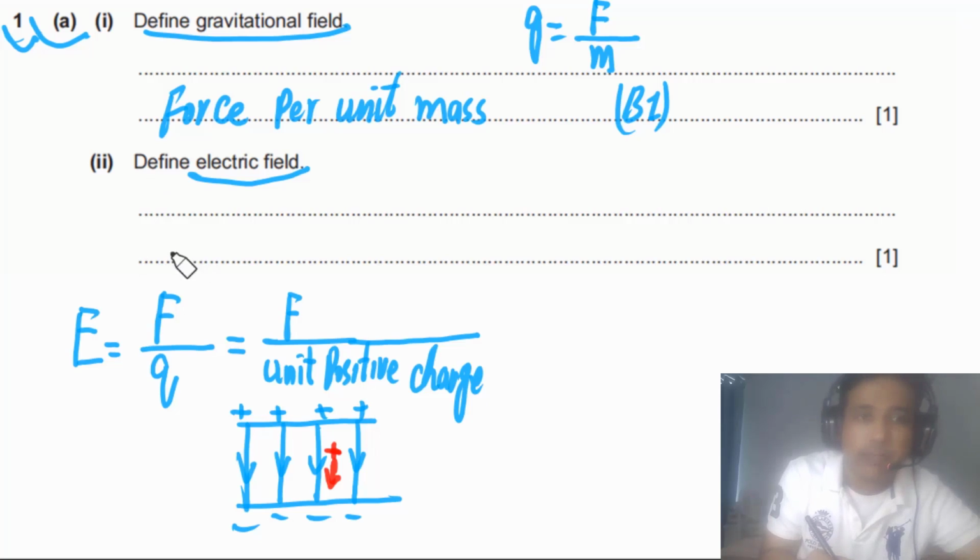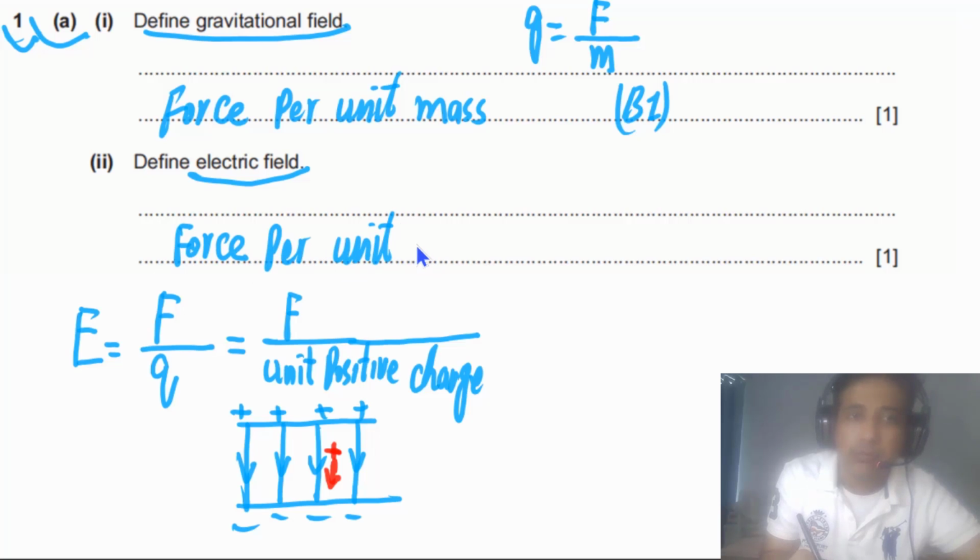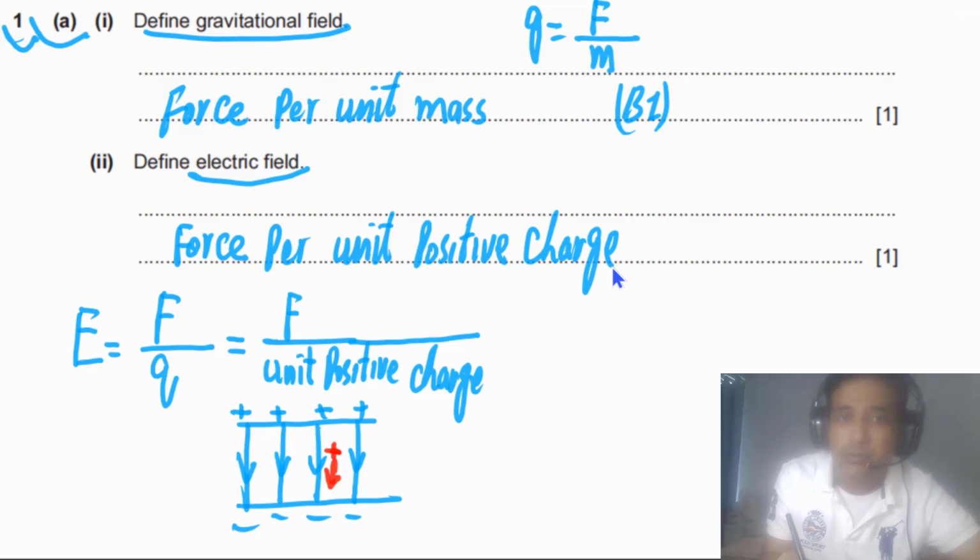So how can we define electric field? Simply you can say electric field is electrical force per unit positive charge. This is how you need to define electric field for A2 physics, per unit positive charge. And this question has 1 mark and this is a B mark, meaning this has to be in your answer.